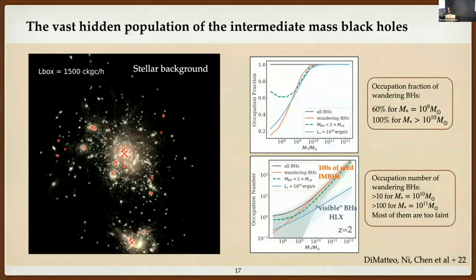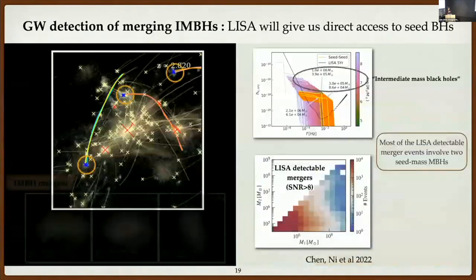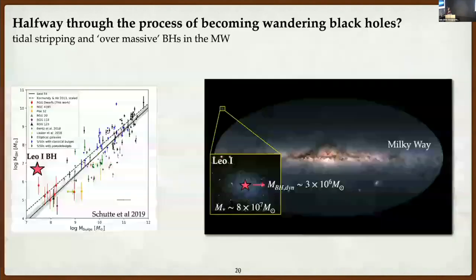There is some statistical analysis of the occupation fraction of the wandering black holes. And the chance that we detect those IMBHs comes from hyperluminous X-ray sources when those wandering black holes pass through the center of gas-rich stellar centers. There is also the possibility to detect the merger of those IMBHs in the center of satellite galaxies, and that can fall within the LISA sensitivity curve.